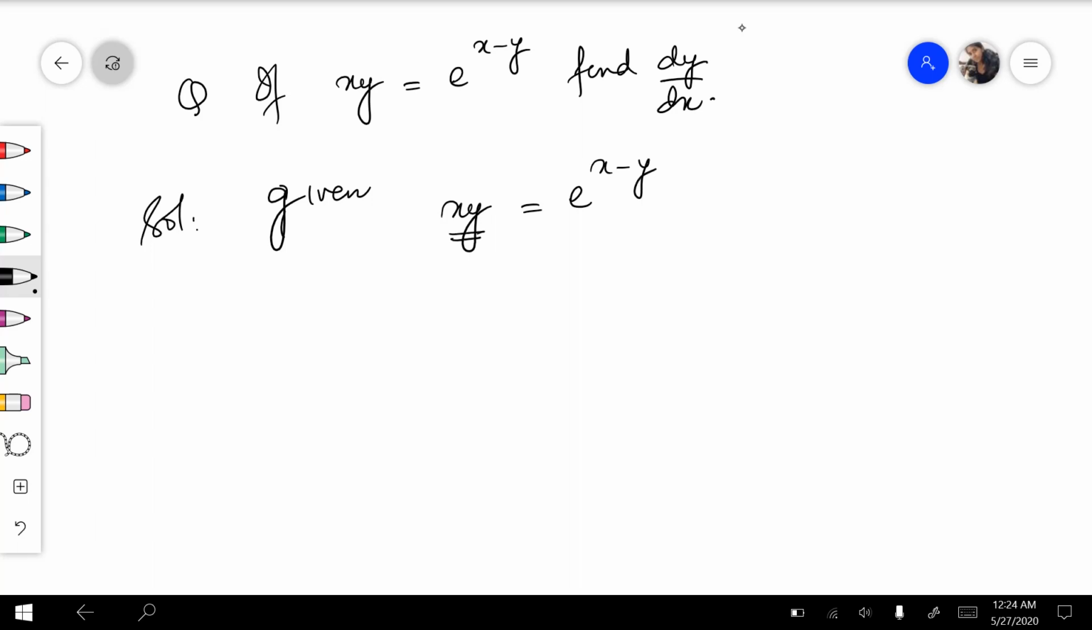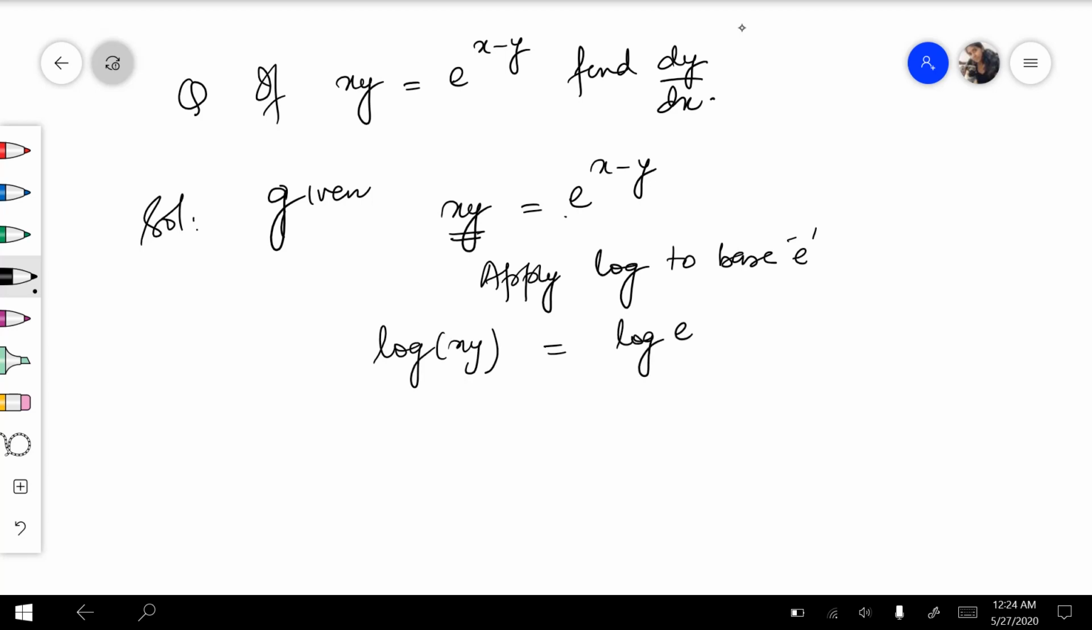यहाँ पर प्रोडक्ट है, यहाँ पर e raised to power है, आप डायरेक्टली भी चल सकते हो, लॉग अप्लाई करके चलोगे उससे भी कर सकते हो, जिस जैसे आपकी मर्जी है, बट लॉग इसका कैलकुलेशंस इजी करेगा. तो अप्लाई log to base e, which gives you log of xy is equal to log of e raised to power x minus y. So this becomes log of x plus log of y is equal to x minus y into log of e.